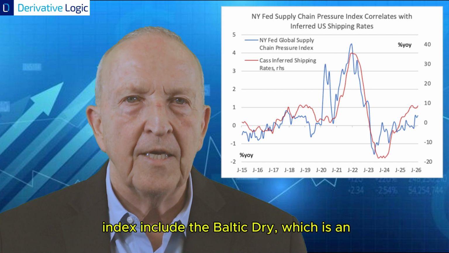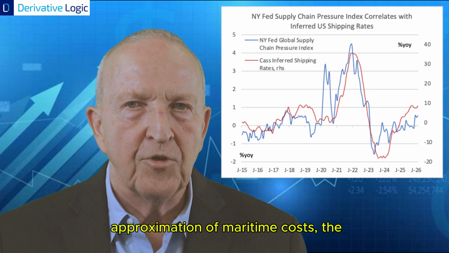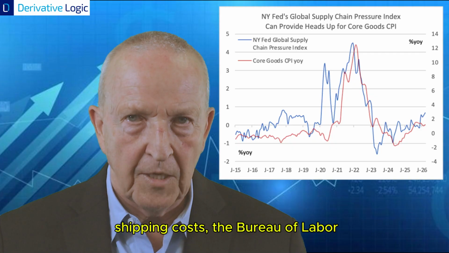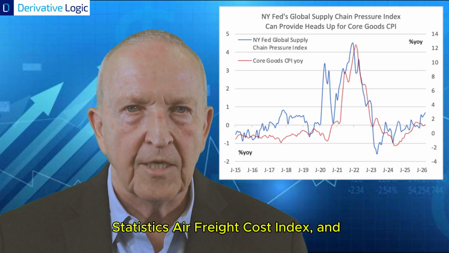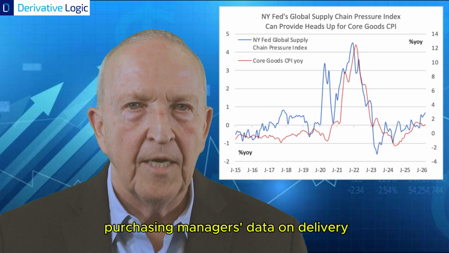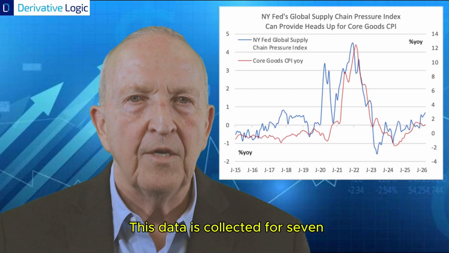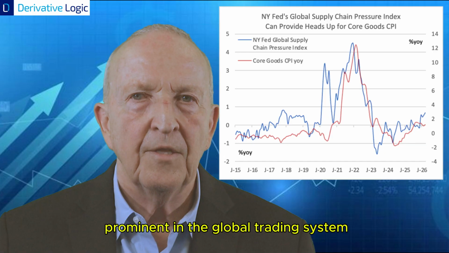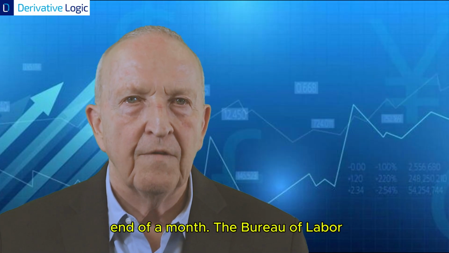The components of that index include the Baltic Dry, which is an approximation of maritime costs, the Harper Index, which is a proxy for shipping costs, the Bureau of Labor Statistics Air Freight Cost Index, and purchasing managers' data on delivery times, backlog, and stocks. This data is collected for 7 countries or areas that are most prominent in the global trading system and published pretty promptly after the end of a month.